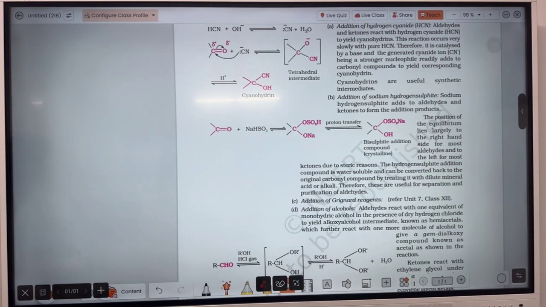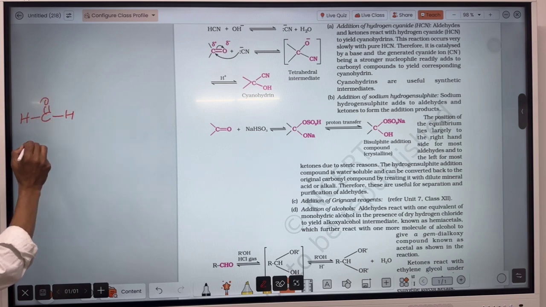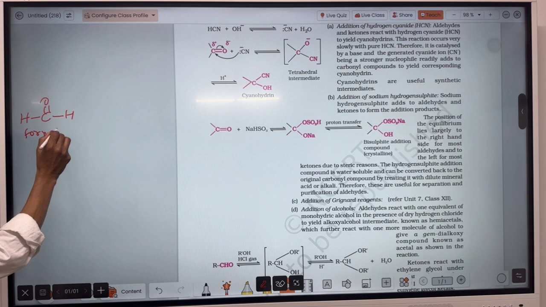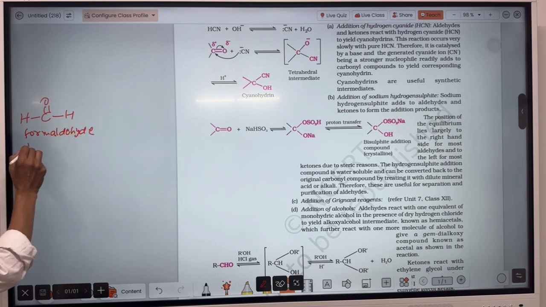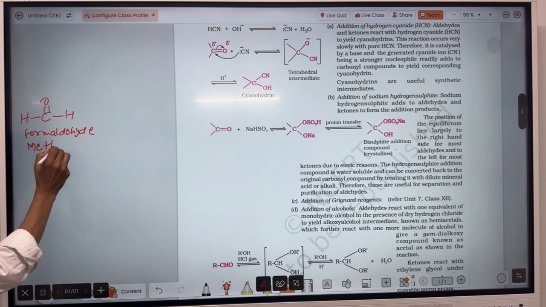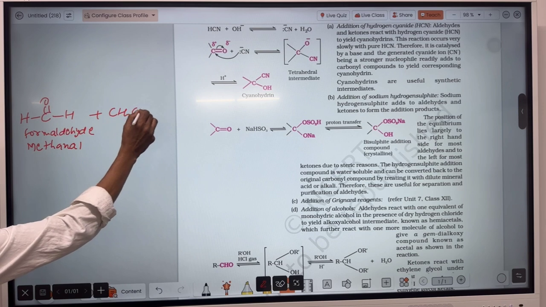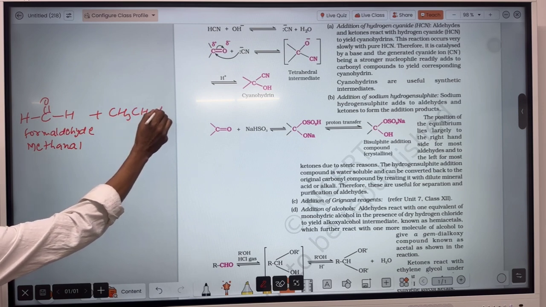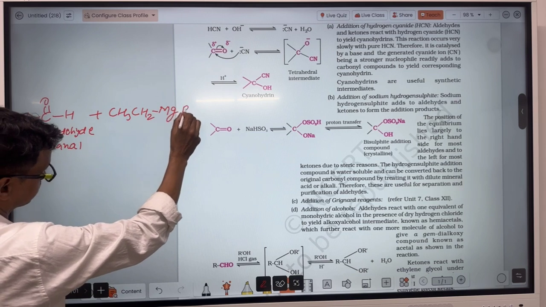First of all, when the Grignard reagent reacts with methanal, which is also called formaldehyde, the common name is formaldehyde and the IUPAC name is methanal. This one. As the Grignard reagent I am taking ethyl magnesium bromide.